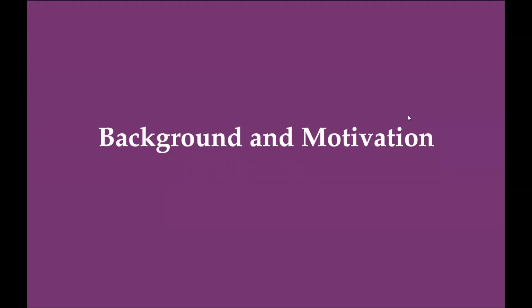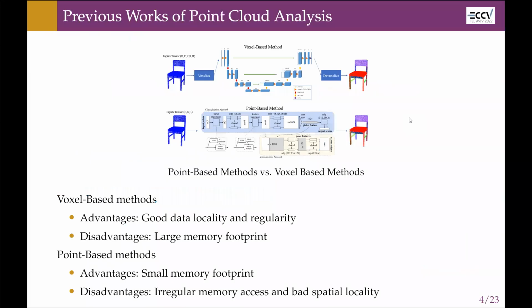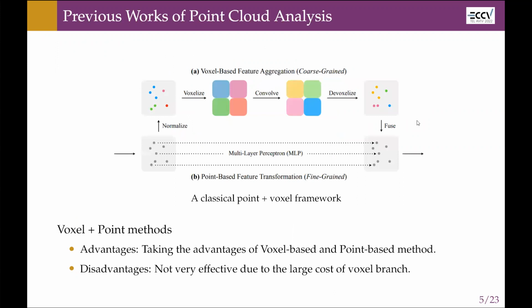Let's review the background of point cloud analysis. Previously, the main approaches of point cloud analysis can be divided into two categories: voxel-based methods and point-based methods. Voxel-based methods keep the locality of point clouds, while the computational cost is very high. Point-based methods, on the contrary, have lower cost but worse spatial locality. Currently, researchers combine voxel-based methods and point-based methods together for better performance. However, the computational problem still exists.